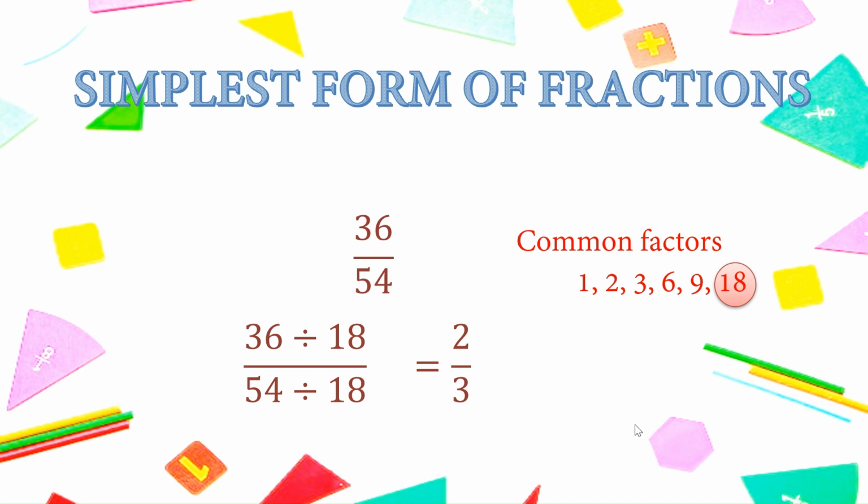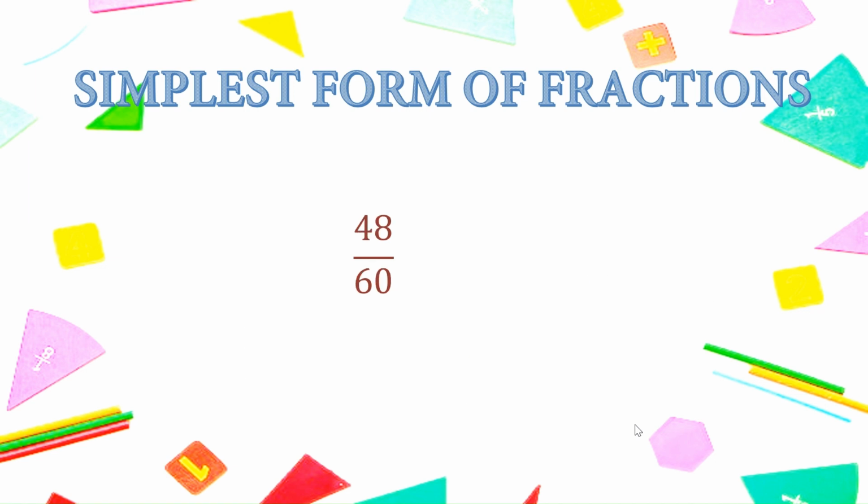2 upon 3 is the simplest form for 36 upon 54. Let us take another example, 48 upon 60. To find the HCF, we can use the long division method.